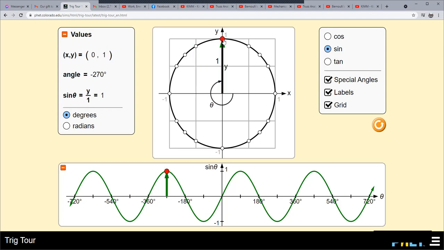Moving farther down to 270 degrees, again the value this time for x is 0. The value for y is a positive value. And for the first quadrant, x and y are both positive. So there you are for the sign.